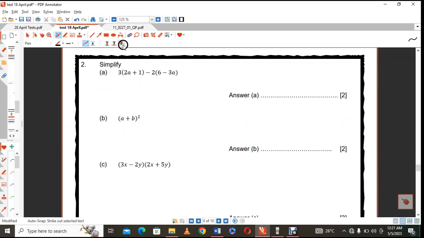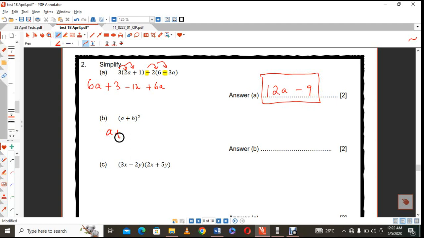Okay, question 2. Well, this one is a bit of algebra simplifying, so you're going to have to multiply out by removing the brackets. So that is 6a plus 3. Obviously, be very careful when you are multiplying out negatives because it does affect the signage. So that is going to be minus 12, and obviously this is going to be positive 6a. At the end of the day, you have 12a and minus 9 as an answer.